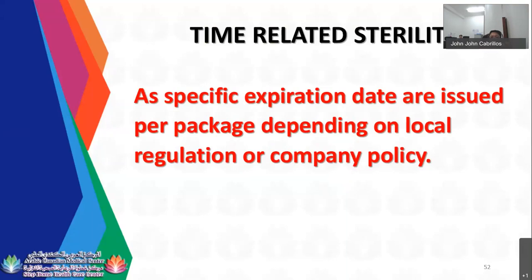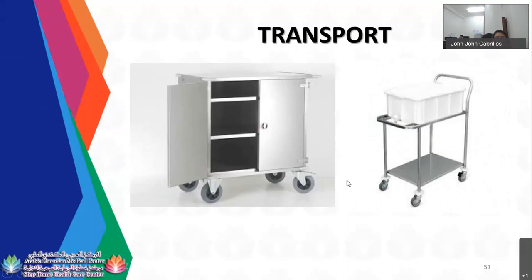So for transport, the mode of transportation of your soiled or clean instruments, for example, your sterile instruments, you need to transport them to the clinical areas or OR. There are two types of transport, closed and open. This is a sample of your closed, which means it is contained to protect the packages and pouches against any contaminants when delivering the instruments.